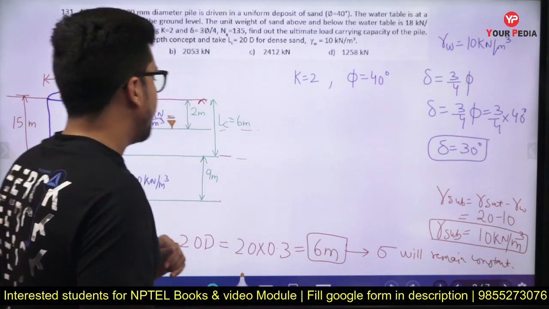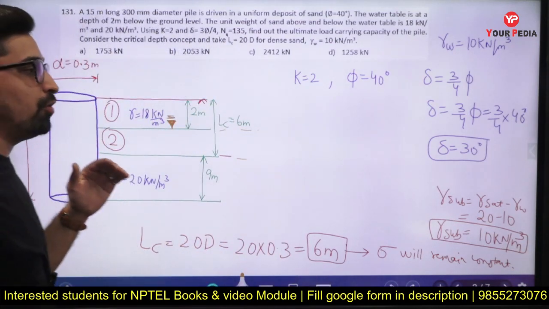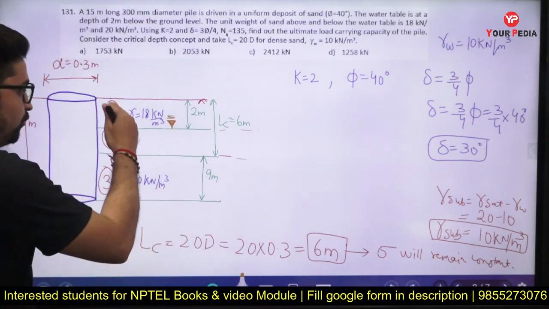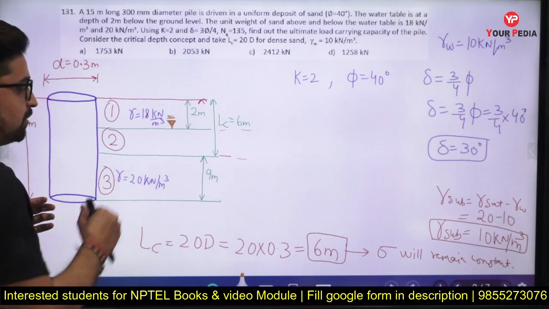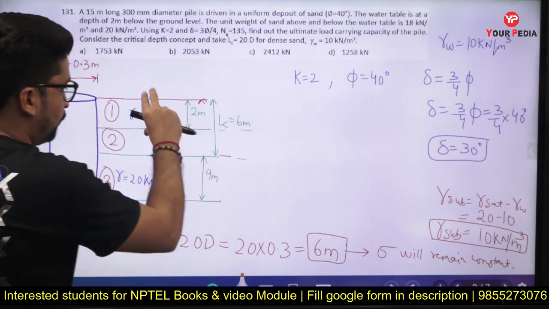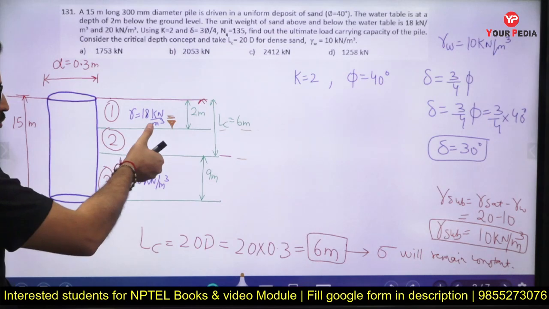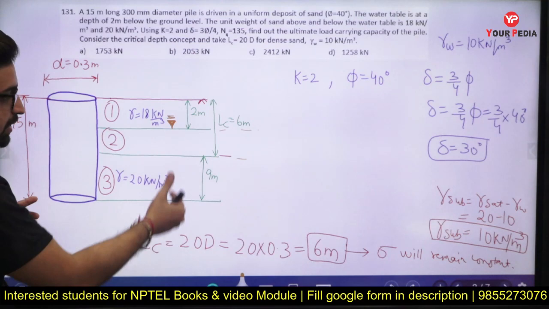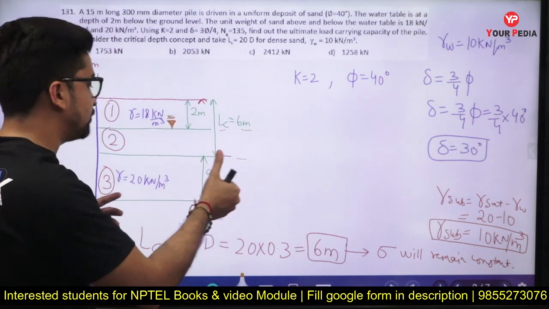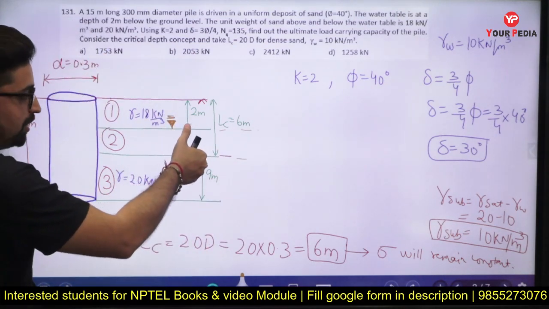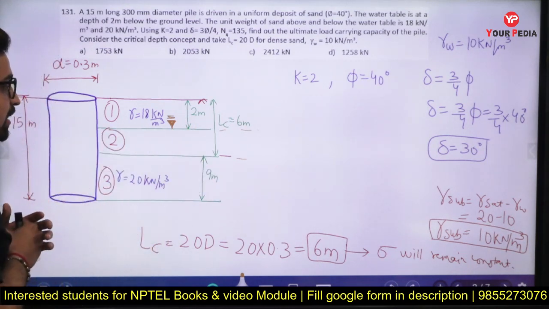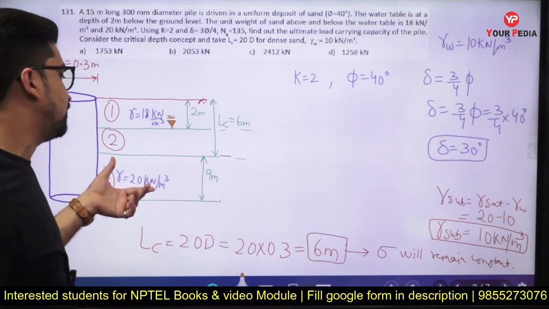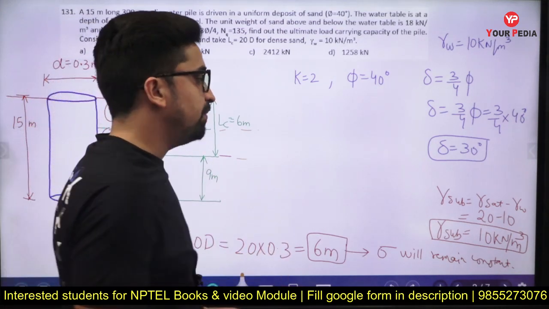Okay, so now what we need to do is divide our area in a way that the first region is till 2 meter of depth, because it will be the dry soil, and till 6 meter we need to divide it into a second region, because we know that after 6 meter the sigma bar won't change, it will remain constant. So from depth 2 meter to depth 6 meter we will notify it as region 2, and for the rest of the pile length we notify this region as region 3.